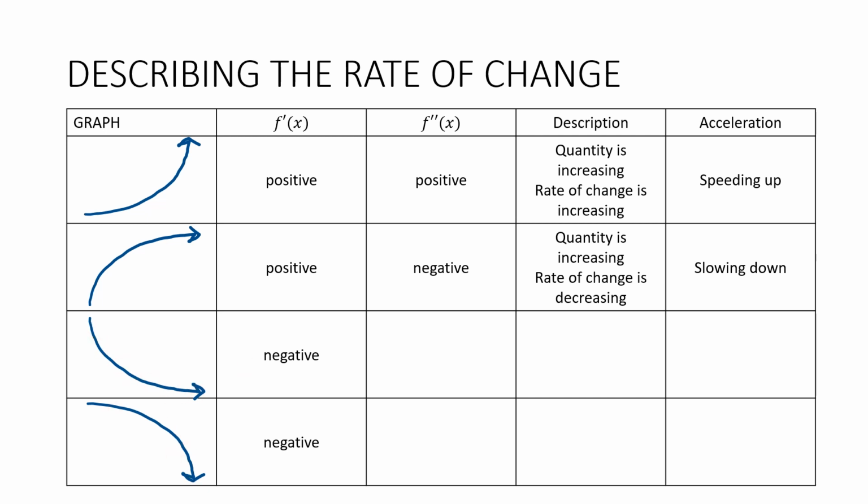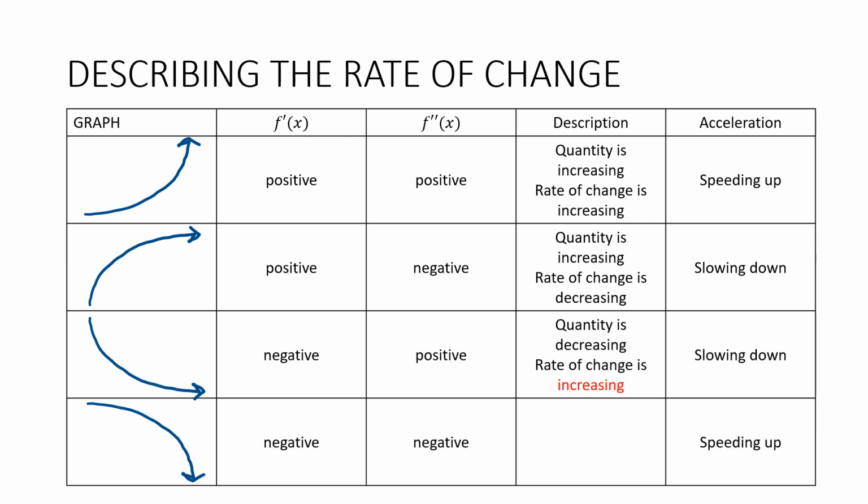Here we have concave up, so positive for the second derivative, concave down, so negative for the second derivative. And we say this one is slowing down, and we say this one is speeding up. But here's the problem. Here we say the quantity is decreasing, but the rate of change is increasing because it's going from a negative gradient and becoming less negative.